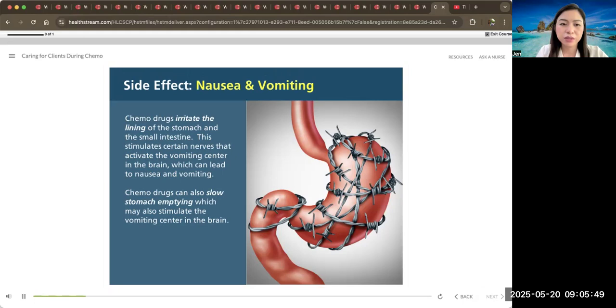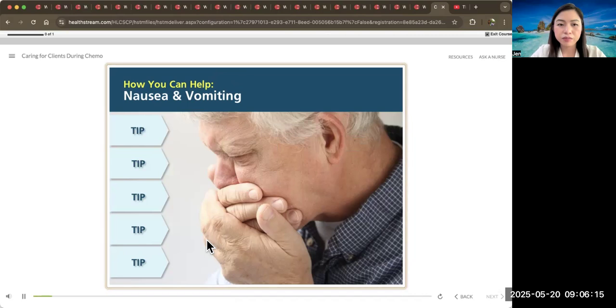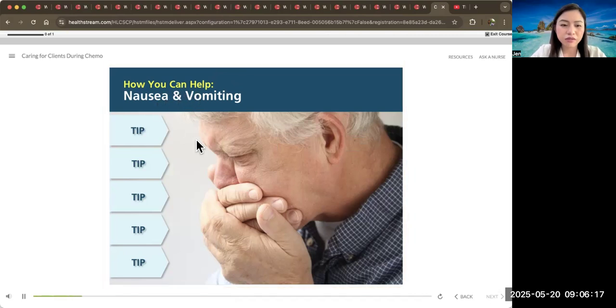Side effects: nausea and vomiting. Chemotherapy drugs irritate the lining of the stomach and the small intestine. This stimulates certain nerves that activate the vomiting center in the brain, which can lead to nausea and vomiting. Chemo drugs can also slow stomach emptying, which may also stimulate the vomiting center in the brain. How you can help nausea and vomiting: there are 5 tips.